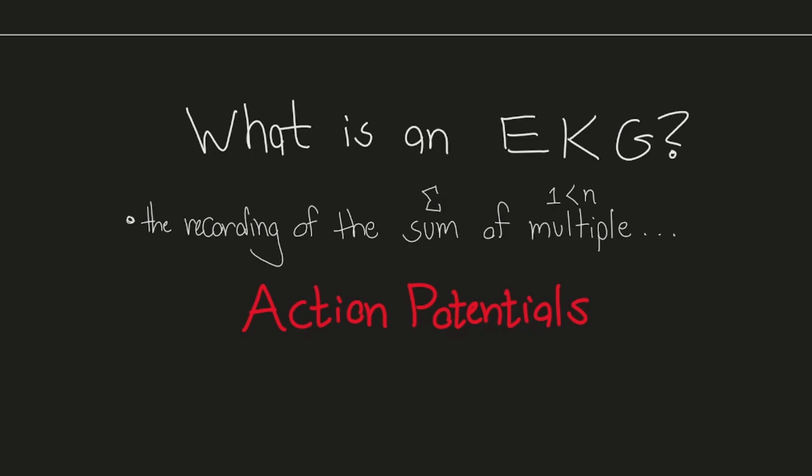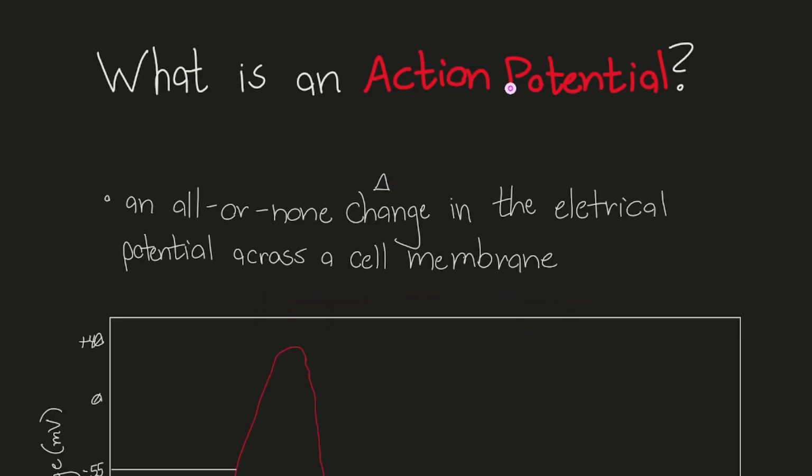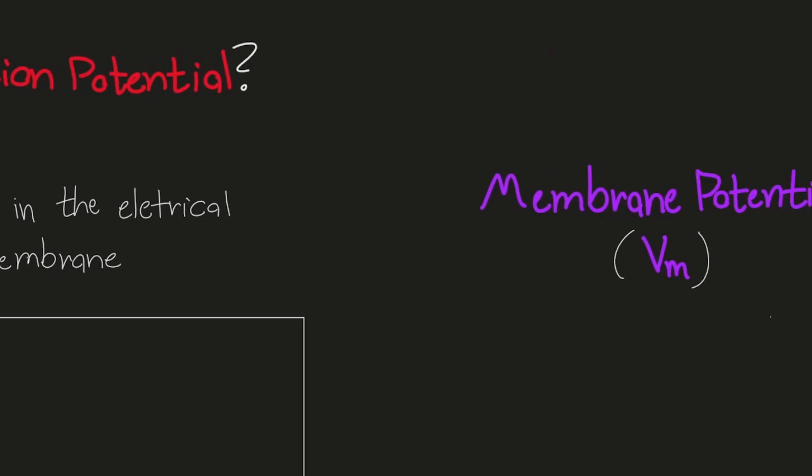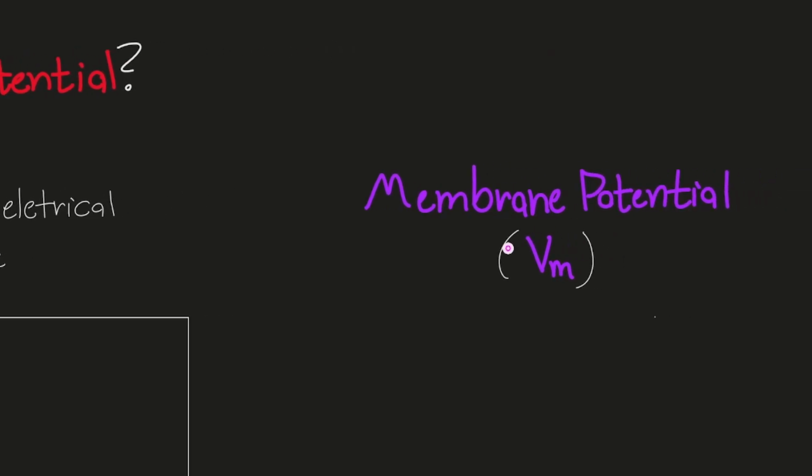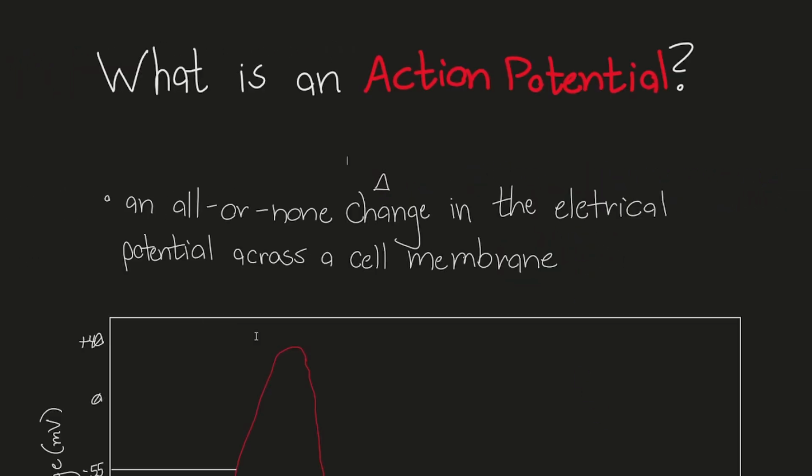Now to quickly recap what an action potential is. An action potential is an all or none change in the electrical potential across the cell membrane. This could also be called a membrane potential, labeled with Vm. Going more in tune with our cardiovascular approach, ventricular action potentials are recorded from a single cell intracellularly. This marks the big difference between an EKG and an action potential. But we're going to look at a general action potential graph.